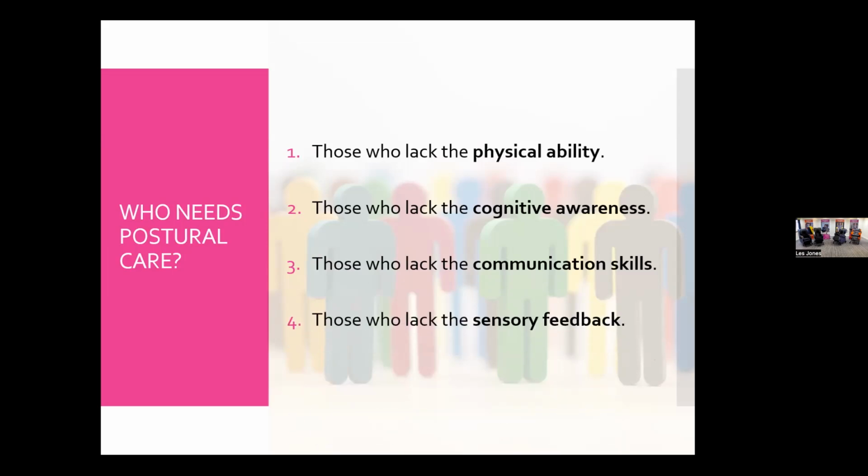But then also those who lack the sensory feedback, especially proprioceptive feedback, not knowing that they may be uncomfortable, not knowing that they're sitting in asymmetrical positions, that there's increased pressure going through one part of the body and reducing blood flow. So those are the 4 areas to focus on. It's not just about waiting for those with complex presentations in front of us. It's about identifying those who are at risk of those things happening. And it's not just the physical concerns. We need to think about the cognitive effects and the communication and the sensory aspects as well.